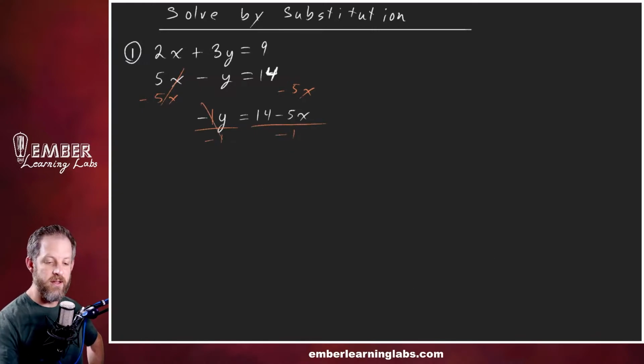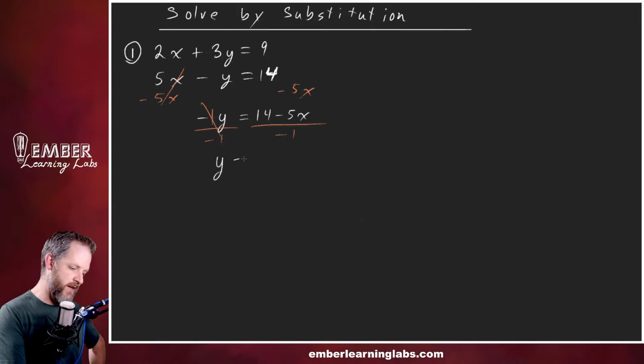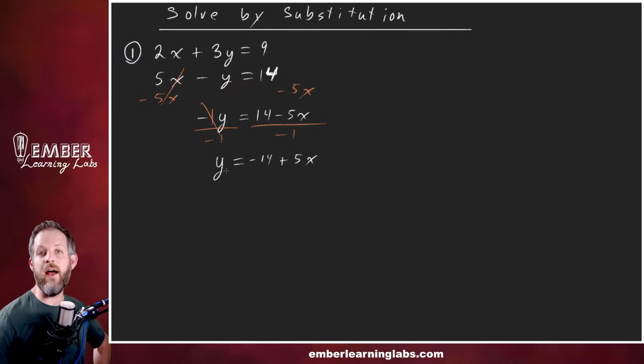Those cancel, leaving us with just y. 14 divided by negative 1 is negative 14. Negative 5x divided by negative 1 is plus 5x. If you want to rearrange this the other way around, be my guest. In this particular problem, that's only going to help so much anyway.